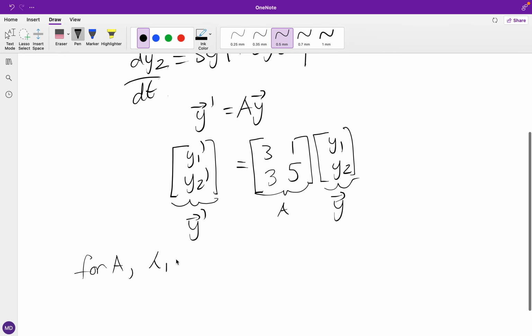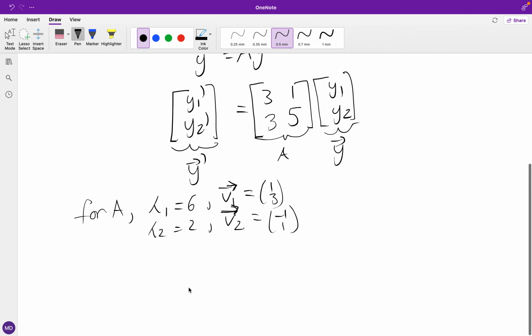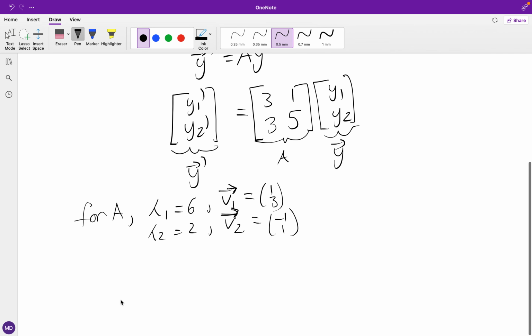We had, if you remember, lambda 1 equals 6, lambda 2 equals 2. We also had v1 equals 1, 3. That's our first eigenvector. And our second eigenvector, v2, was negative 1, 1. So in general, if you're given a coupled ODEs problem, you'd want to solve for the eigenvalues and eigenvectors first. But since we've already dealt with this exact same matrix, I'm just expediting the process by writing out the solution we just got in the last video.